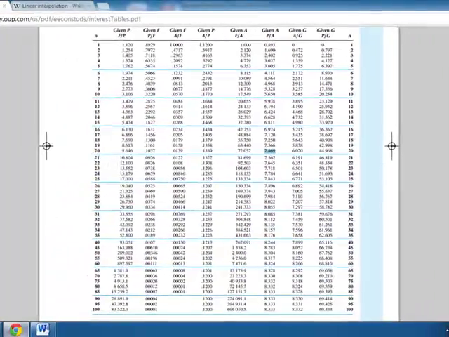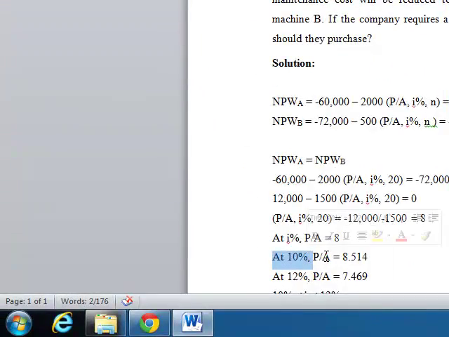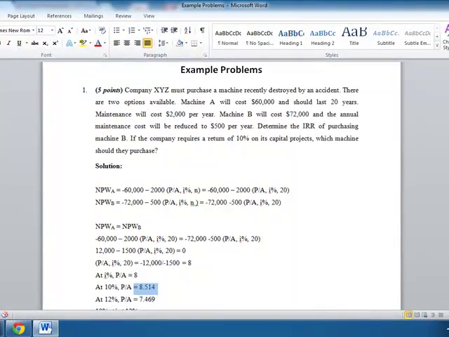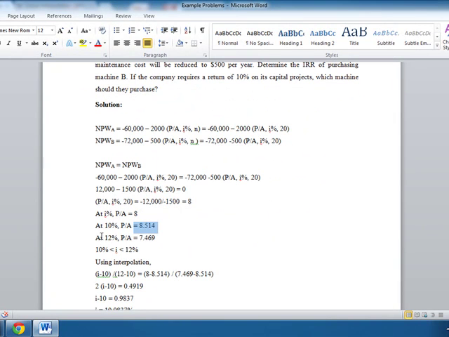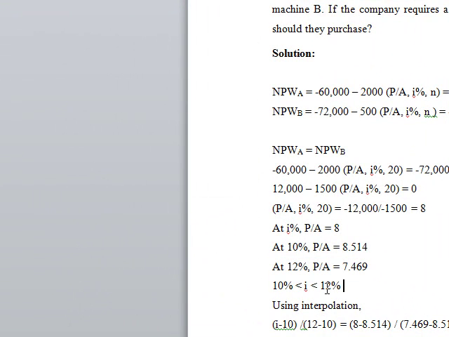So at 10% interest rate, the P given A value from the tables is 8.514. At 12% interest, the P given A value from the tables is 7.469. That means I should be between 10 and 12%, right? We want P given A equal to 8, so that is between these two values. So I should be between 10 and 12.